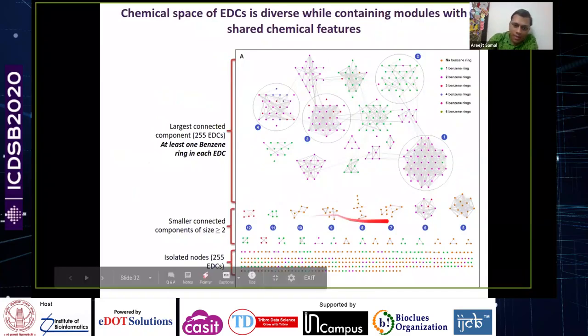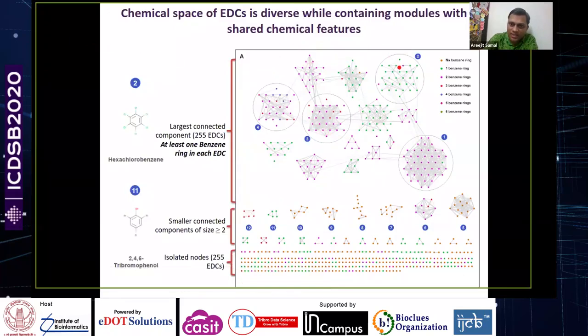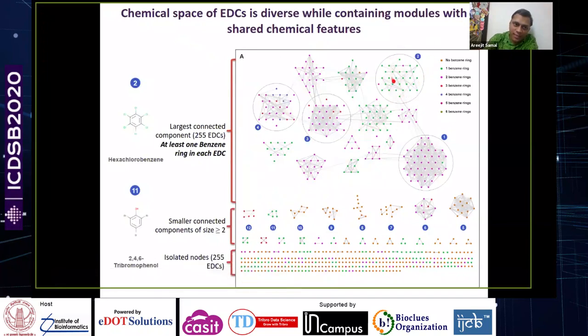But there are also some isolated clusters, and there are also isolated nodes which are not chemically similar to any of these other EDCs. This shows that the space is highly diverse, and we can actually tease out some interesting features. For example, why this cluster doesn't cluster with this, although they both contain a single benzene ring. We find that this is a chlorinated benzene ring, and this is a brominated benzene ring.